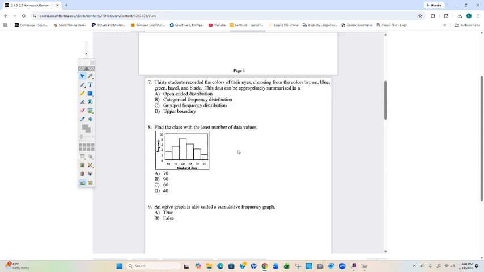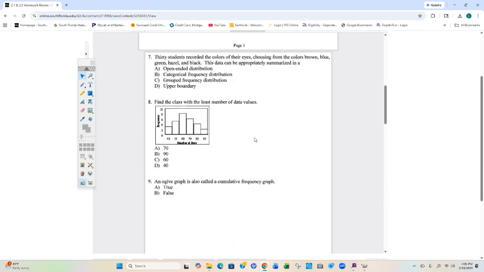All right, number 8, find the class with the least number of data values. There's a graph here, and this is a histogram. The class for 40 goes up to 3. Looks like 50 goes up to 5. 60, the bar goes up to 8. 70, it looks like it goes up to 6 or 7. 80 goes up to maybe 4 or 5, can't tell. And 90 goes up to 2.